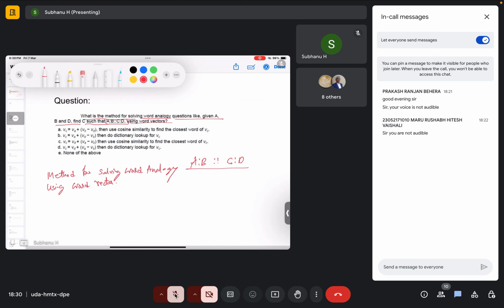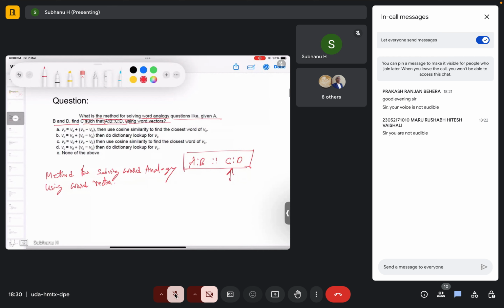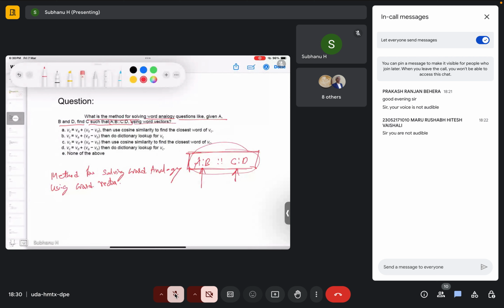So four words are A, B, C, and D, where we need to find C. We have to find C such that the relation between A and B is similar to the relation between C and D. This is written like A is to B as C is to D. That means the relation between A and B is similar to the relation between C and D. So this is the analogy representation.